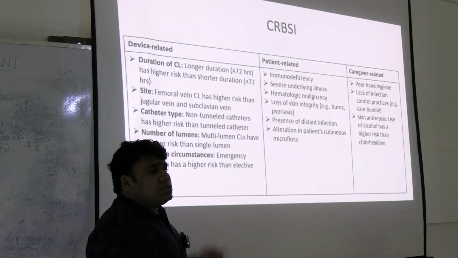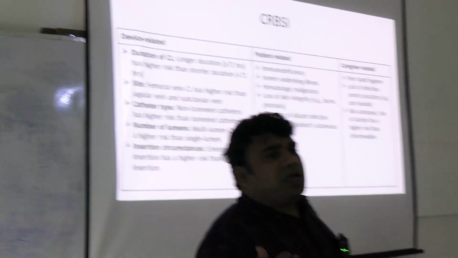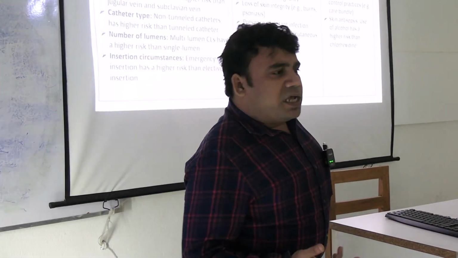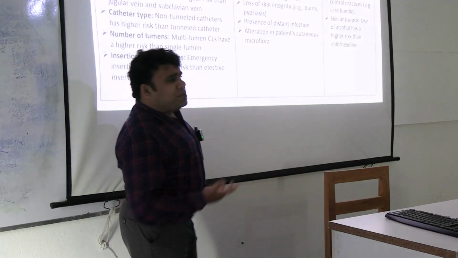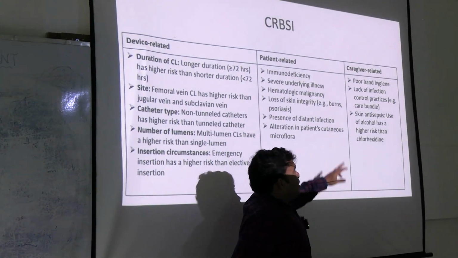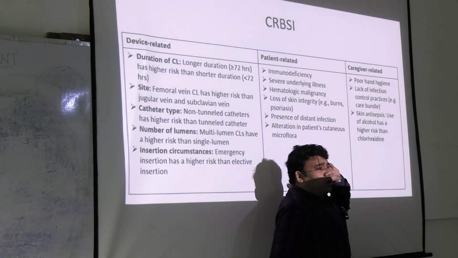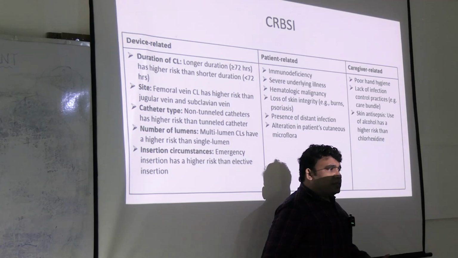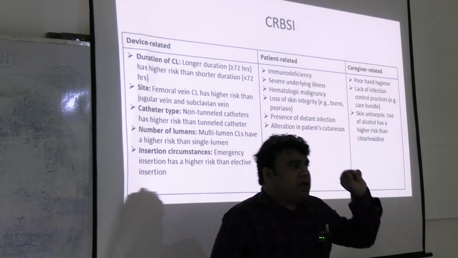Further, insertion circumstances. Again, if the central line was placed in an emergent condition, that means aseptic procedures may not have been followed, hence chances of infection have increased. Now moving on, the patient related parameters are almost the same. Most importantly, like urinary catheter in caregivers, first is poor hand hygiene, not able to follow the aseptic procedures during insertion and maintenance. And finally, I think you have seen the ports of the central line.